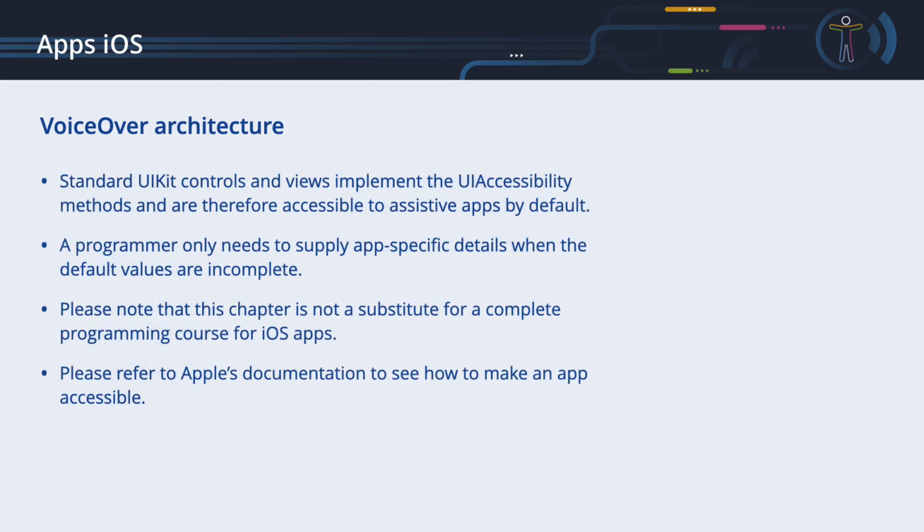Standard UIKit controls and views implement the UI accessibility methods and are therefore accessible to assistive apps by default. This means that if an app uses only standard controls and views, such as UIButton or UITableView, a programmer only needs to supply app-specific details when the default values are incomplete. In the next section, we will see a brief example of how to make an app accessible. Please note that this chapter is not a substitute for a complete programming course for iOS apps. Please refer to Apple's documentation to see how to make an app accessible.